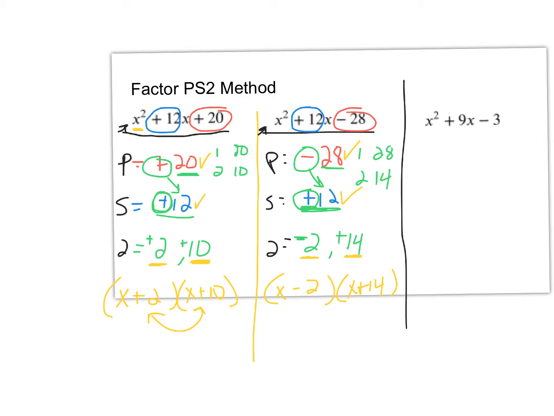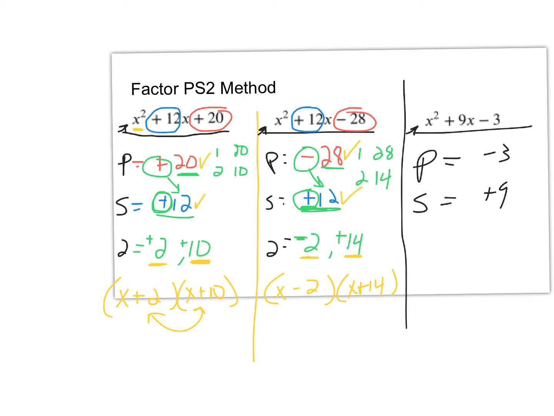All right, this next one I didn't really talk about in my previous videos, so that's why I saved this one for the review. We're going to start the same way we always do. I've got 3 pieces, nothing in front of the square, so I can use PS2. Product is negative 3. The sum is going to be positive 9.